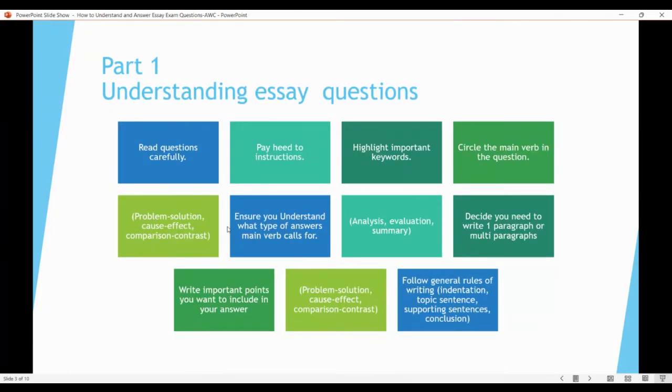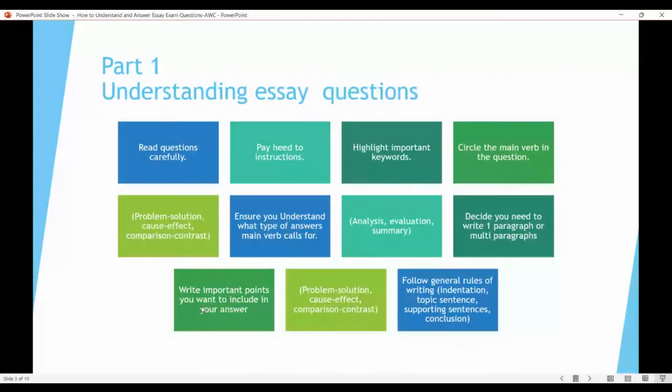And then it has to be a different introductory paragraph. The last sentence of an introductory paragraph should have a thesis statement which guides the reader on what they are going to read in different paragraphs. So here you need to decide very early before you write, is it one paragraph or multi-paragraphs?